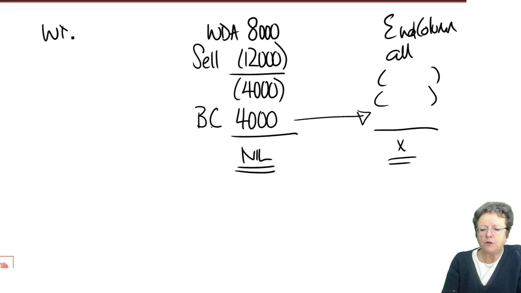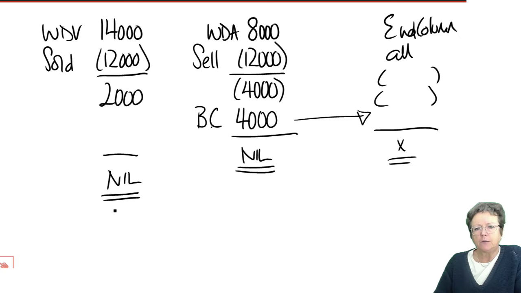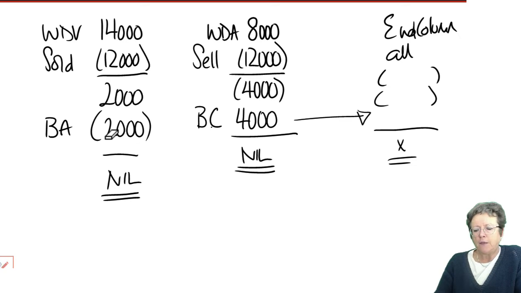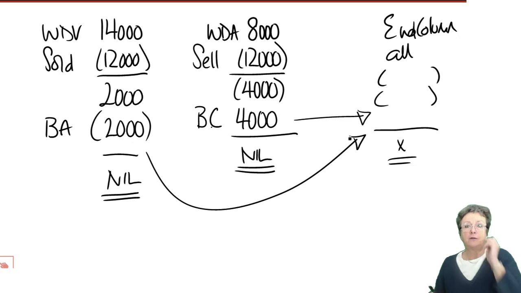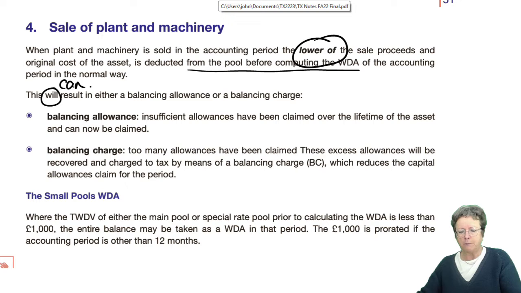Alternatively, let's have a look. Another simple example. Written down allowance, say 14,000. And we sold something for 12. We haven't claimed enough allowances. And in order for it to be written off out of the capital allowances computation, we need to have a balancing allowance to claim those last allowances on that asset. And that figure obviously then goes into here with brackets on it. Okay, so that's kind of how it works with that situation, just to explain the balancing allowances and balancing charge.